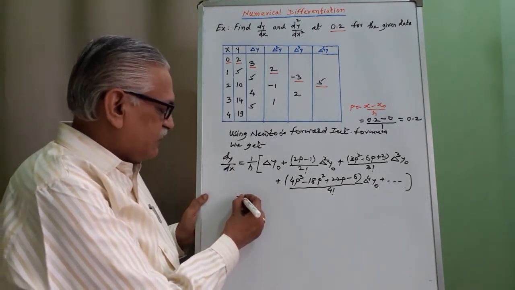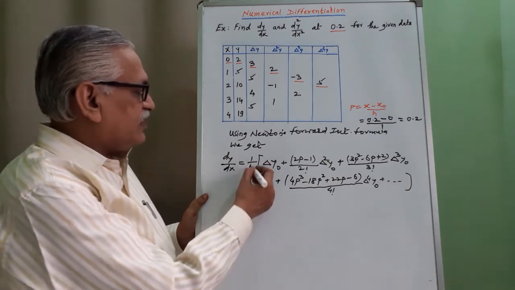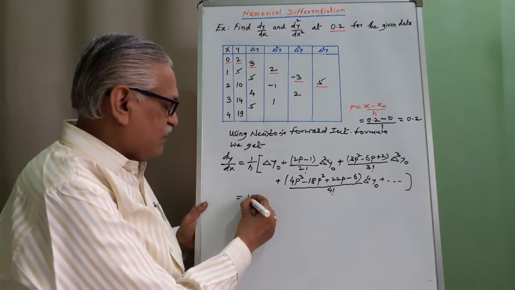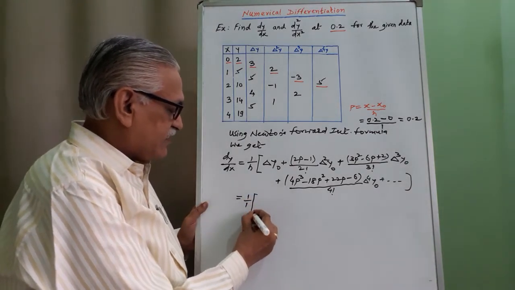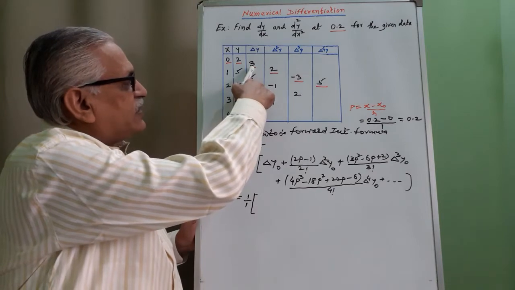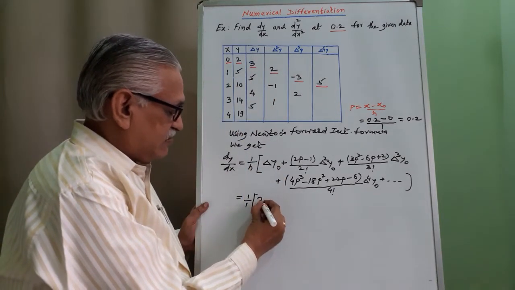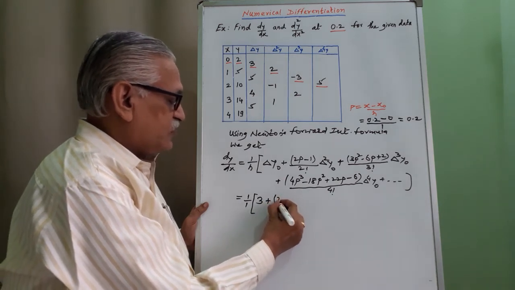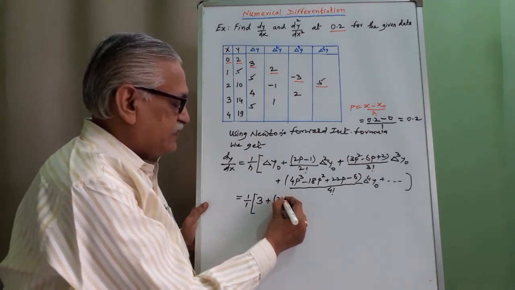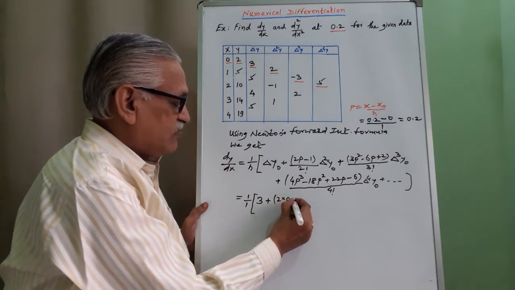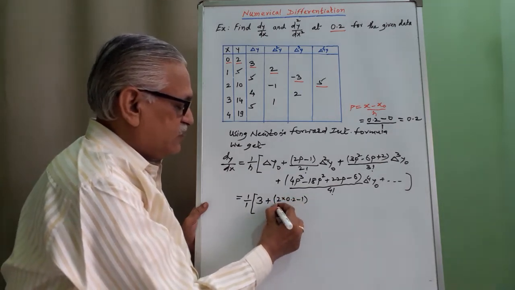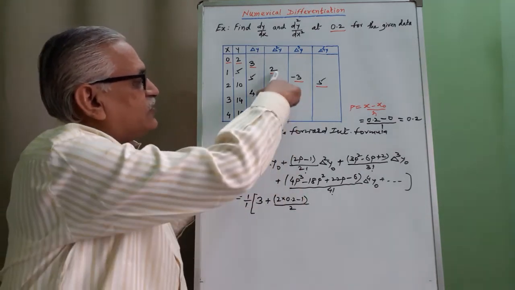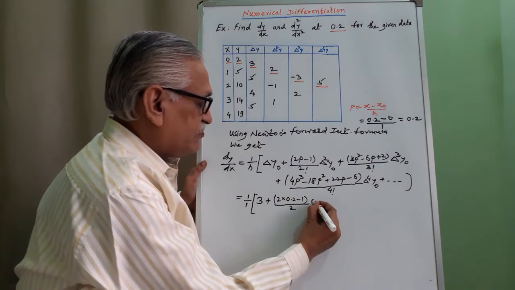and therefore substituting the corresponding values from the table. Here h is 1, the difference between two successive values being 1. Therefore 1 by 1 we get 1. The value of delta y0 is 3, plus 2 into p, the value of p is 0.2, minus 1, divided by 2 factorial, into del square y0, which is 2.